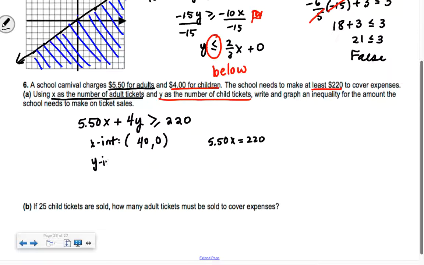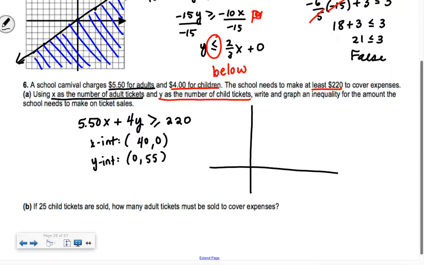Now if I find the y-intercept, I'm plugging in 0 for the x, and I get 4y equals 220. So what do I get there? 55. Good. Look at you, Eric, without a calculator. So proud. All right, so when I'm graphing this, I'm going to have 40 comma 0. So let's go by 10s. 10, 20, 30, 40. And if I go by 10s for the y's, 10, 20, 30, 40, 50, 60, I'm going to go right between the 50 and the 60.